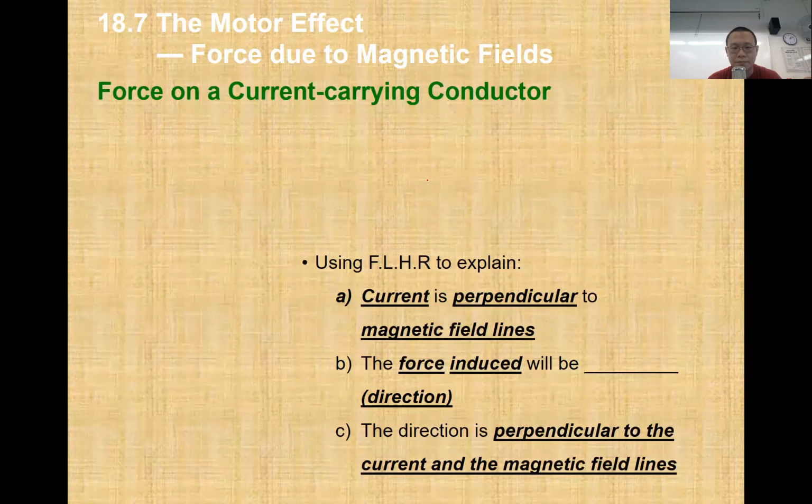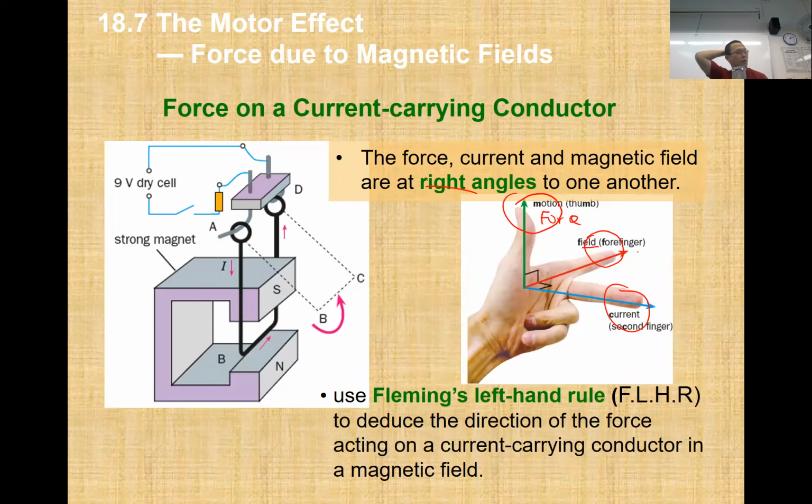Now, in the example you see on the screen, the current is flowing from B to C. So how do I use Fleming's left-hand rule? Of course, I have to use my left hand. It is force, field, current. Normally, instead of using the whole hand, I use it finger by finger.